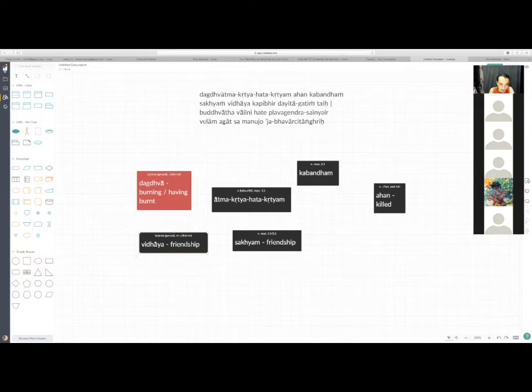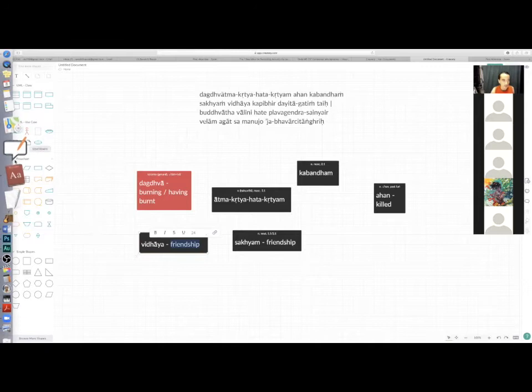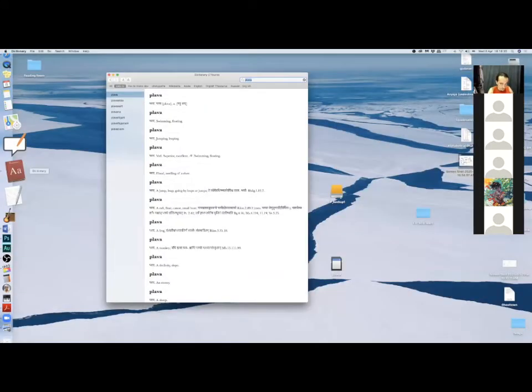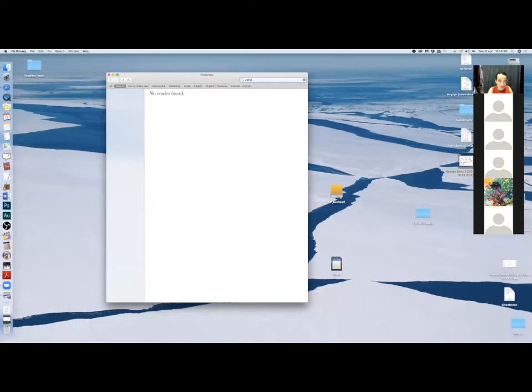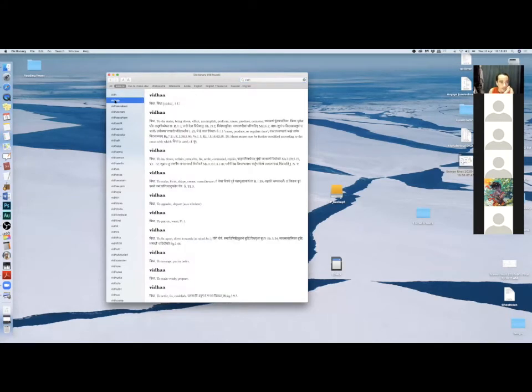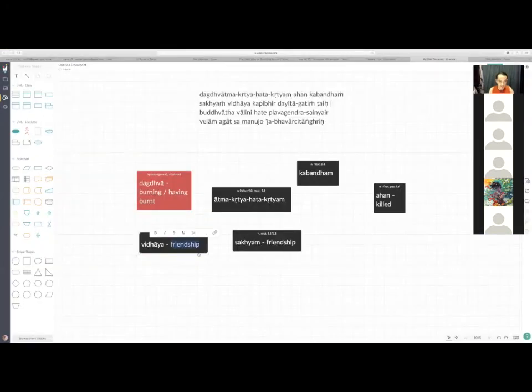So vidhaya means, so vidha, I'll just show vidha. That would be a verb: to do, make, to bring about, to effect, to accomplish, to perform, to cause, produce. Okay, that's the meaning. So to make. Friendship, yeah, people make friendship. And this is a gerund, having made. So vidhaya.